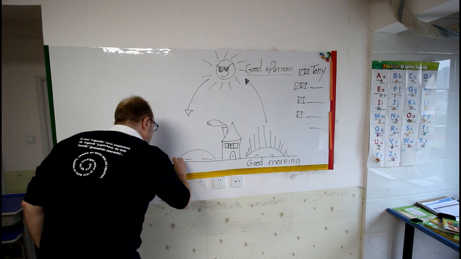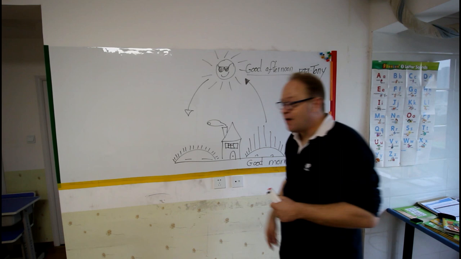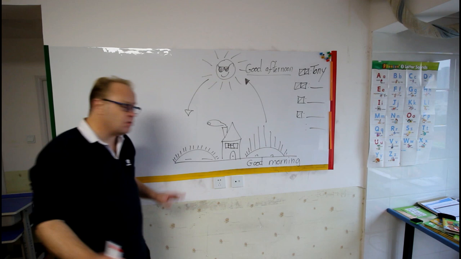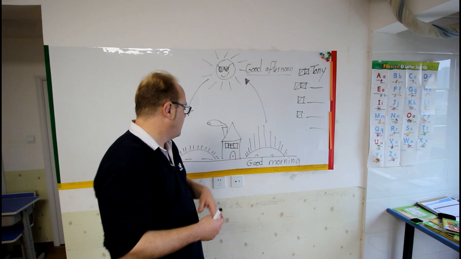Oh, look at the sun. What's going on? Oh, it looks like a little bit sleepy. Yeah, he wants to sleep. The sun is going down, right? So is it morning? No. Is it afternoon? No. Is it evening? Oh, of course, you cannot say that. Well, anyway, yeah, why not? You can say. But let them guess.